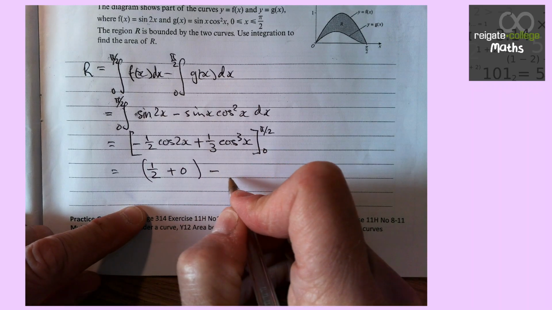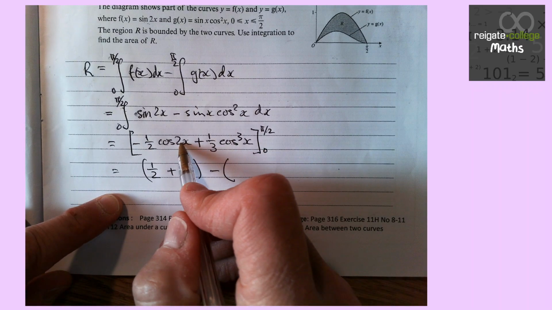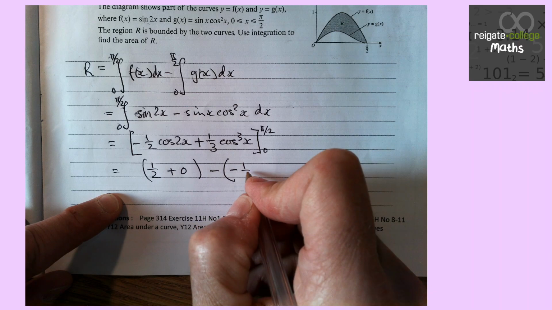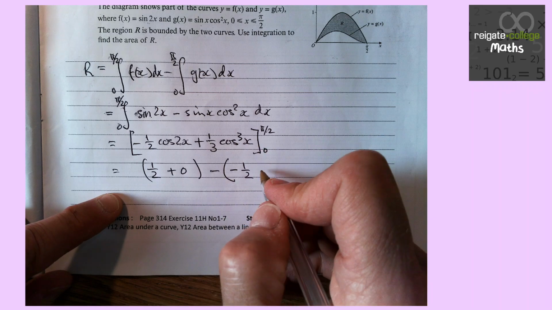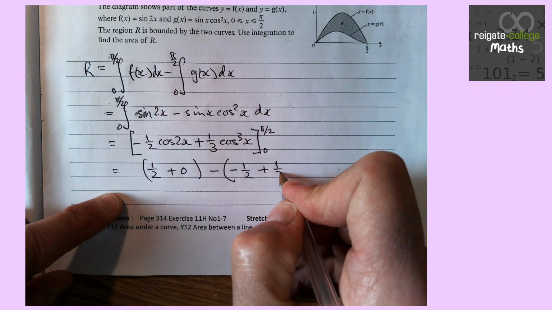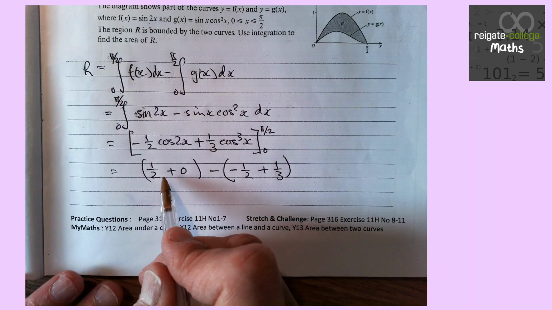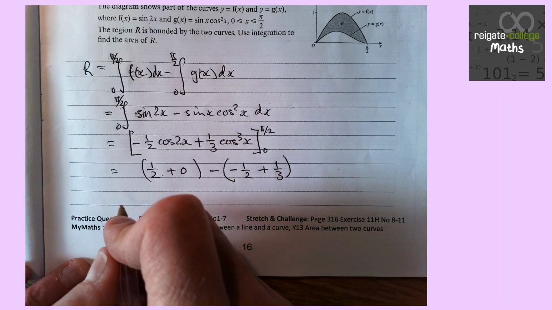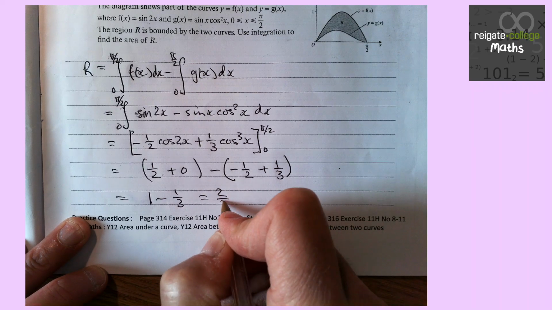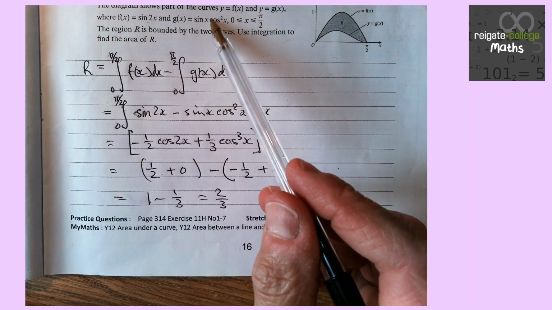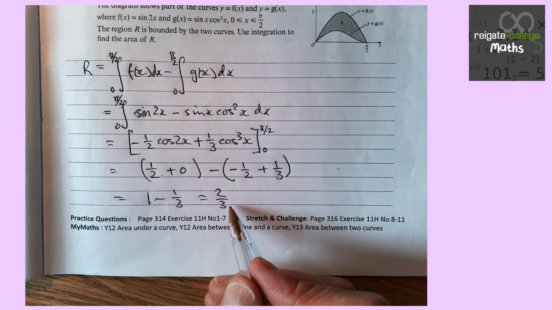Minus, substitute 0 in here, well cos of 0 is 1, so that's going to be minus a half, and substitute 0 in here, still 1, so plus a third. So that means we've got a half plus a half minus a third, which is 1 minus a third, which is 2 thirds. So the area between these two curves from x equals 0 to pi over 2 is 2/3 of a square unit.